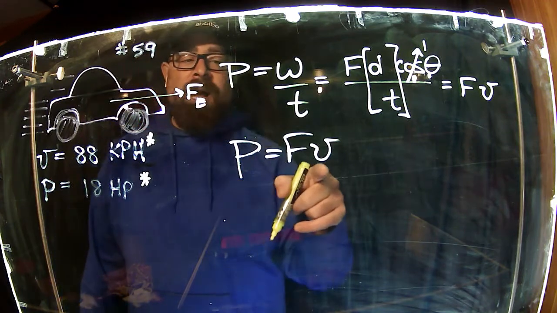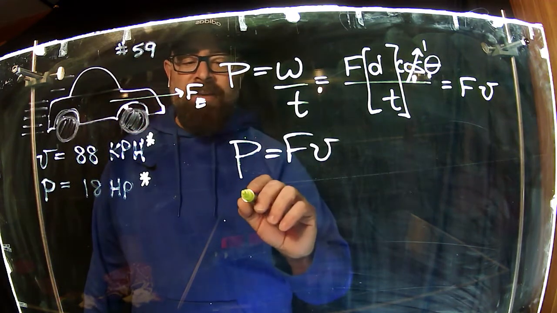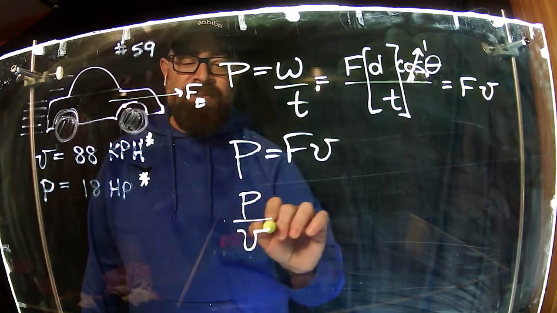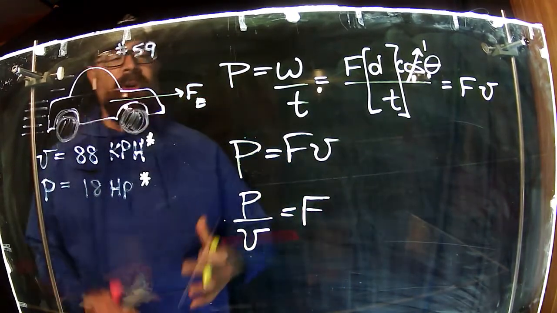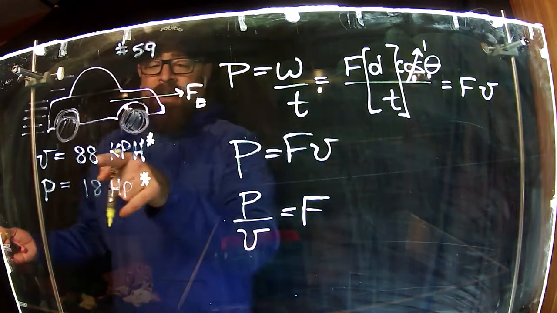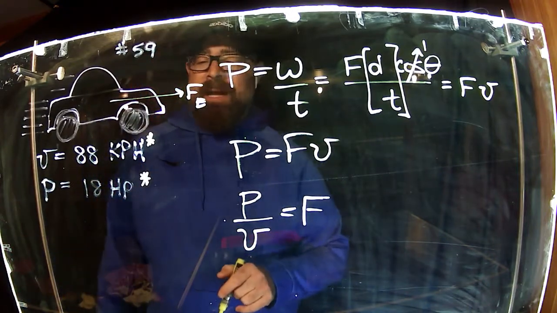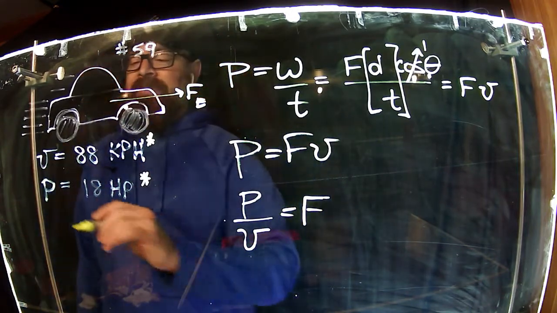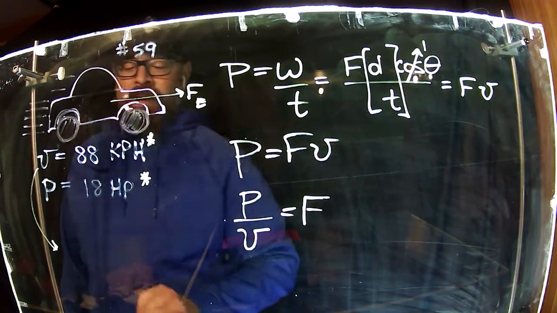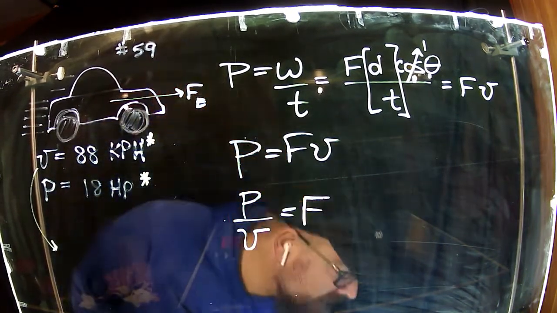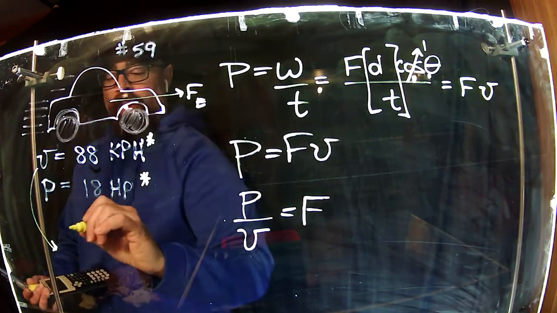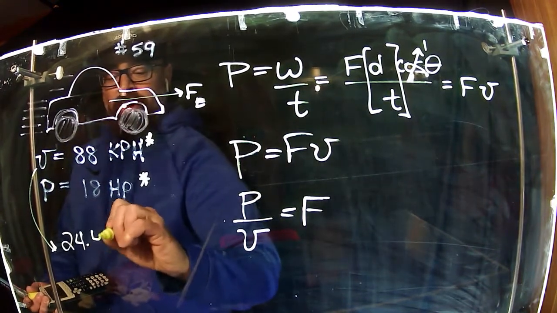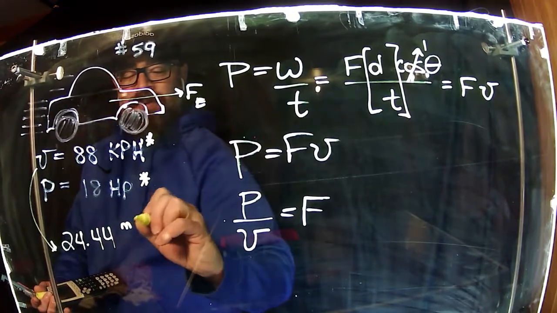I have power, I have velocity, and I'm looking for force, right? So I can just divide both sides by V, and I have an expression for the average force exerted by the car's engine. But these numbers aren't going to work for me. I have to convert them. I'm going to have to convert speed into meters per second. And when I do that on my calculator, I get about 24.44 repeating meters per second, right?